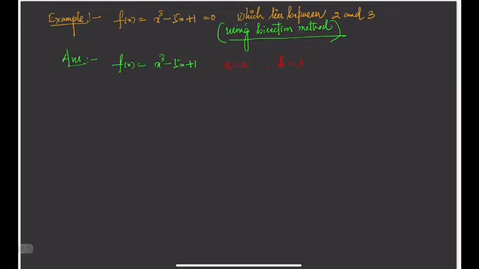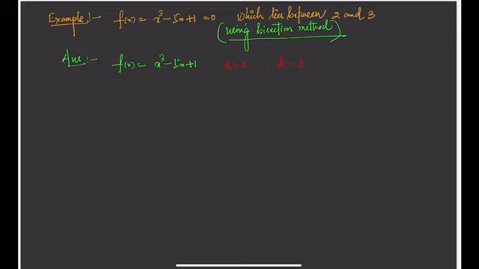Okay, now let's see the example. Here f of x is given to us. f of x is equal to x cube minus 5x plus 1. This is the equation which lies between 2 and 3. Already the interval is given to us, 2 to 3. So basically a is 2 and b is equal to 3. We are going to use the bisection method to find the solution, meaning find the roots. Exactly how to find the roots, we are going to solve it.